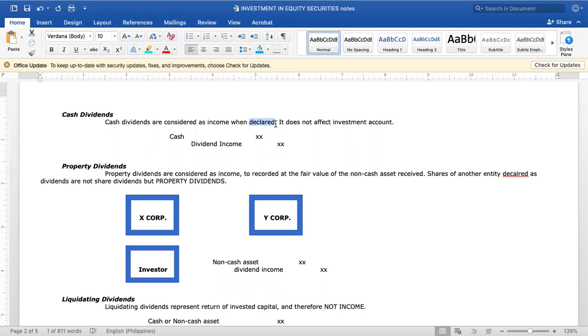So cash dividend does not affect your investment account. So take note of the journal entries, wala investment account diri. So you just debit cash, you credit dividend income. So therefore, it does not affect your investment account.